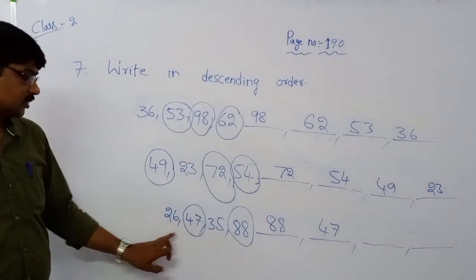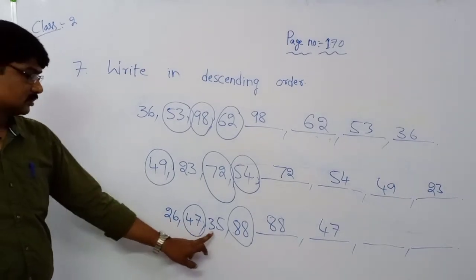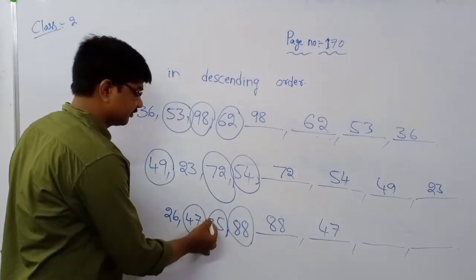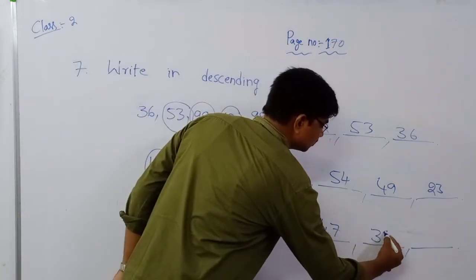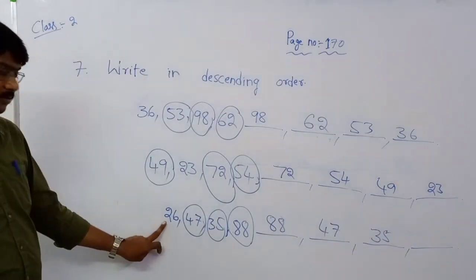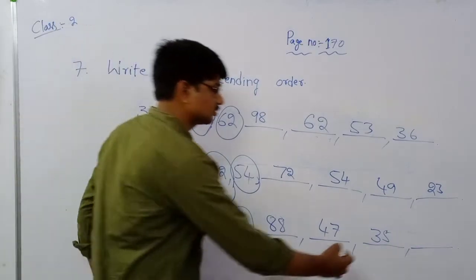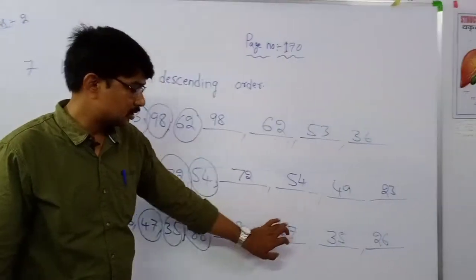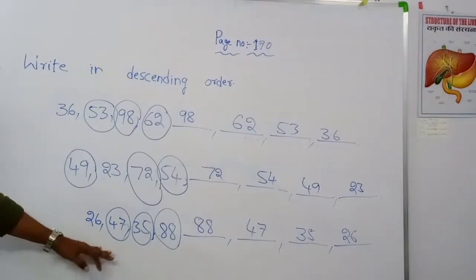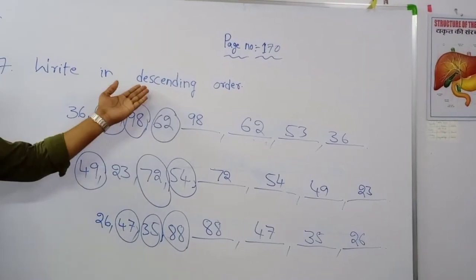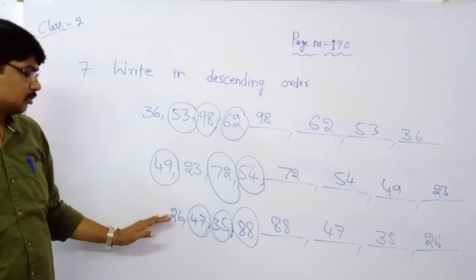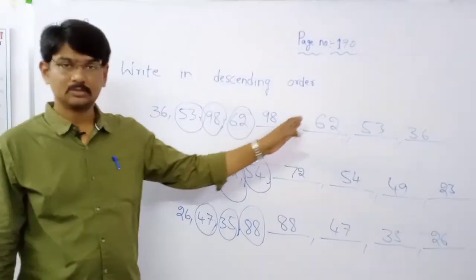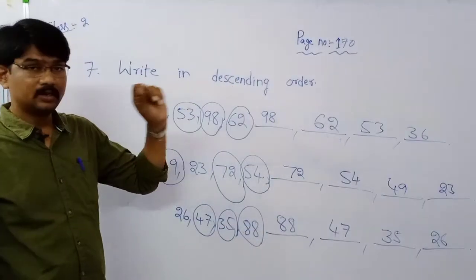Next two numbers are here. 26, 35. Which is the biggest number? 35. So finally, 26 is remaining here. First big number, small, small, small. This is the process to write descending order. Big number to small number. Writing the numbers big to small is called descending order.